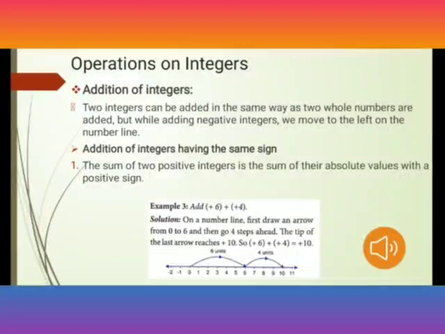Now let's discuss addition of integers having the same sign. The sum of two positive integers is the sum of their absolute values with a positive sign. As you can see in the example, we added plus 6 and plus 4. So on a number line, first draw an arrow from 0 to 6 and then go 4 steps ahead. The tip of the last arrow reaches plus 10. So the answer will be plus 10.